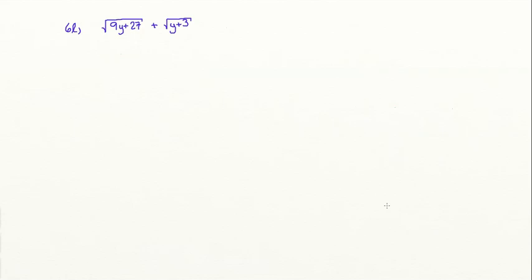6L, square root of 9y plus 27 plus square root of y plus 3. Remember, our first rule is like radicals. It is tempting to split this up like so, but no, you can't. That does not work. It has to stay as a group underneath the radical sign.